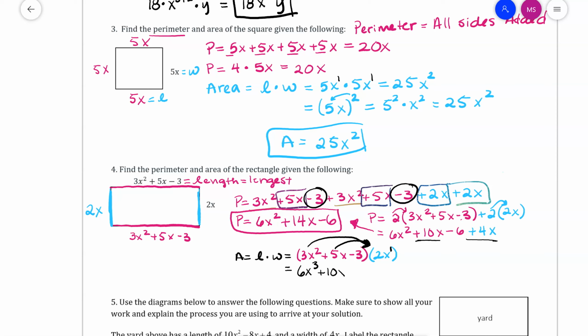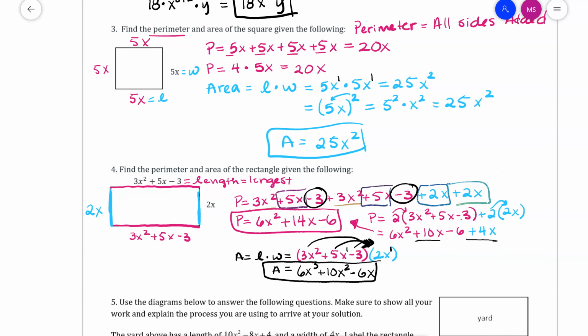x times x is x squared. Remember, there's that invisible one that we do not need to write. And then last but not least, -3 times 2 gives us a -6. And then the x just comes along for the ride. And there we go. That is your area.